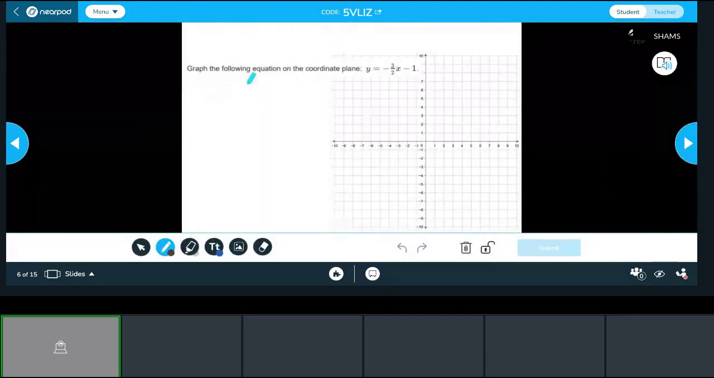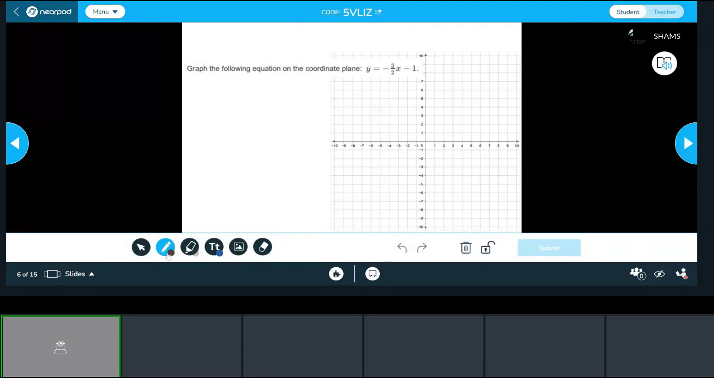Question says graph the following equation on the coordinate plane. Equation says y equals negative 3 over 2x minus 1. At this point, I want you to pause the video. Please graph the points for this linear function on the graph on your own. Then only unpause the video and watch the rest.